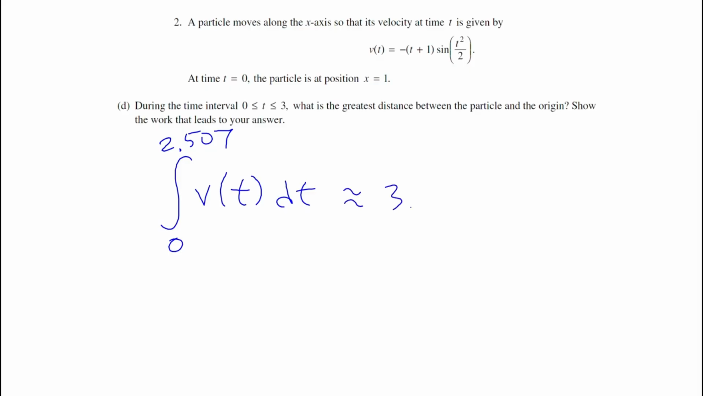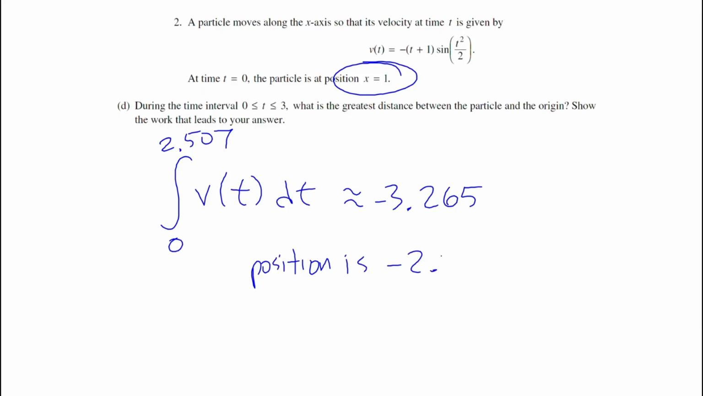Right? But we'll note that at the beginning, I believe that was a negative. Yeah, it was a negative 3.265. We started at a position of 1. So really our position here is at negative 2.265, because we need to subtract that 1. We displaced 3 units to the left, but started at 1. And so we're going to be at negative 2.265.